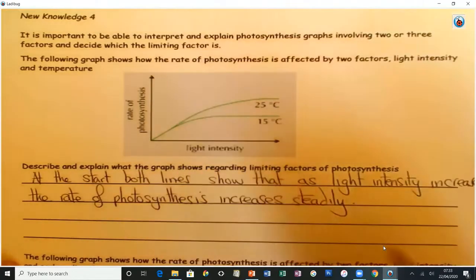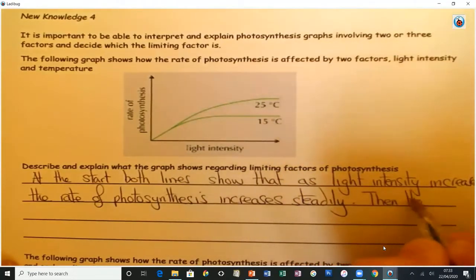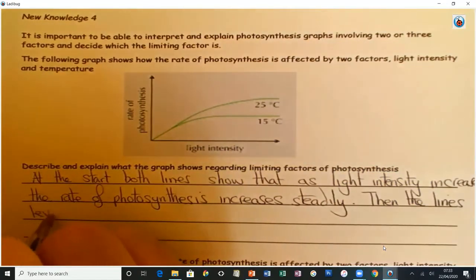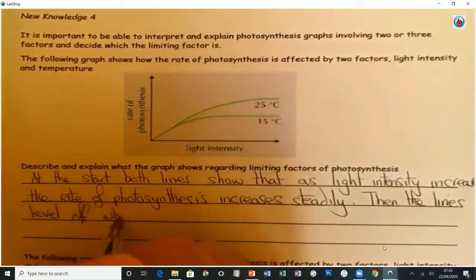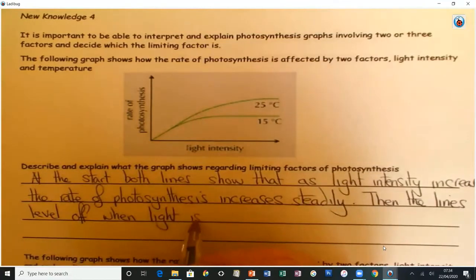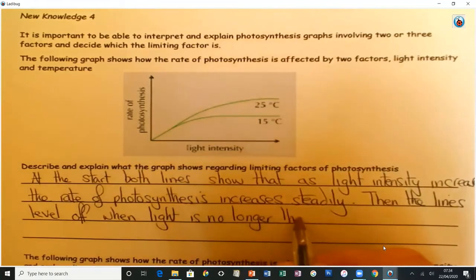Then the lines level off when light is no longer the limiting factor.